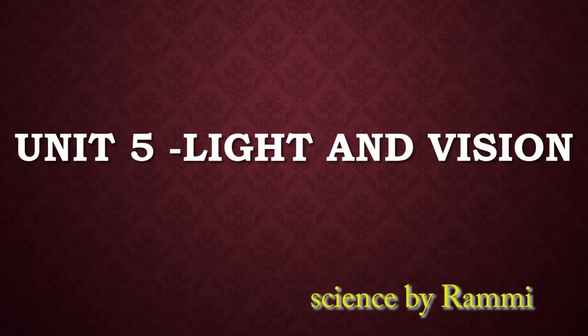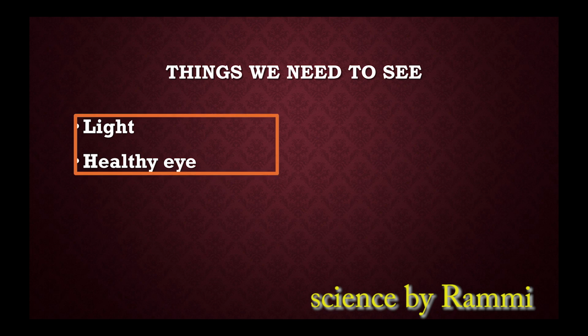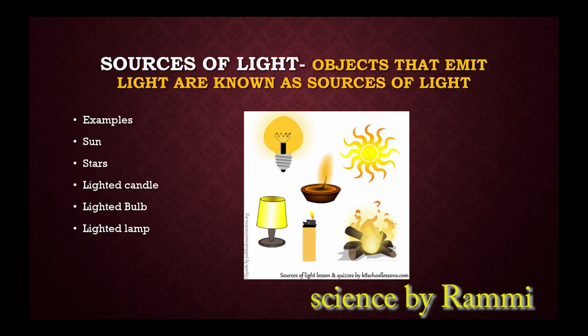Dear students, our next lesson is light and vision. First of all, we are going to learn about the things we require to see. We need both light and a healthy eye for seeing an object.